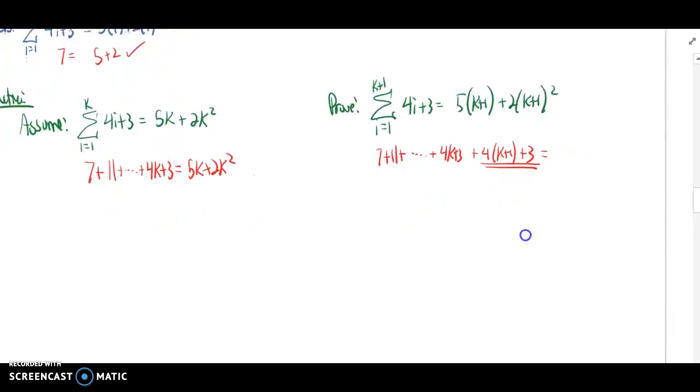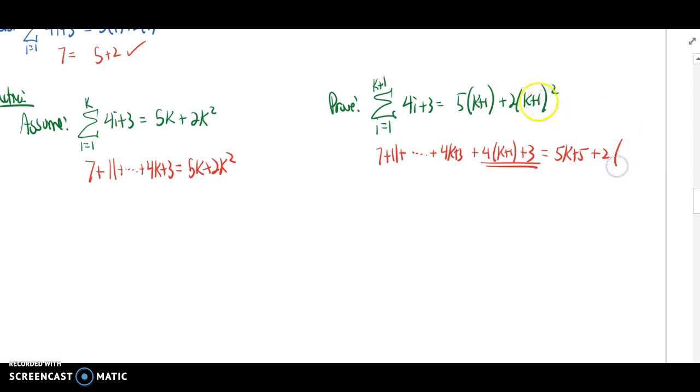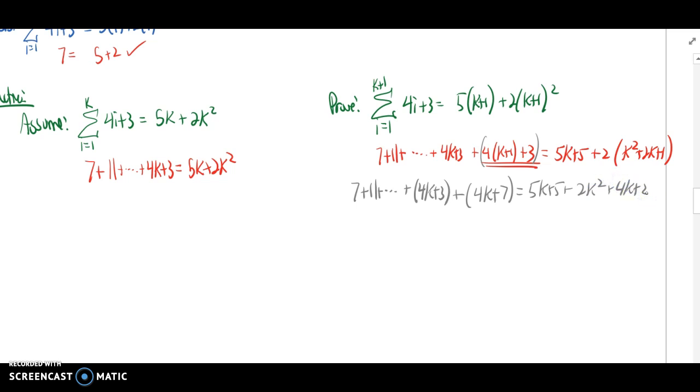On the right-hand side, we have 5k plus 5 plus 2 times the quantity k plus 1 squared. Square this, k squared plus 2k plus 1. And then we'll simplify this down a little bit more. 7 plus 11 plus 4k plus 3. When we expand this term out, the k plus 1 term, that's 4k plus 7. And then on the right-hand side, distribute this 2, so that's 2k squared plus 4k plus 2. So lots of algebra right there.